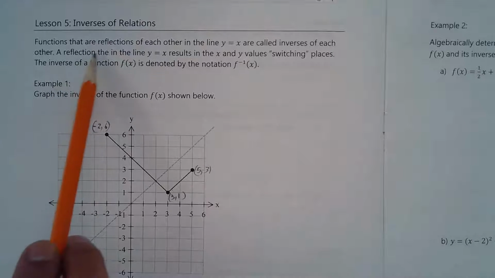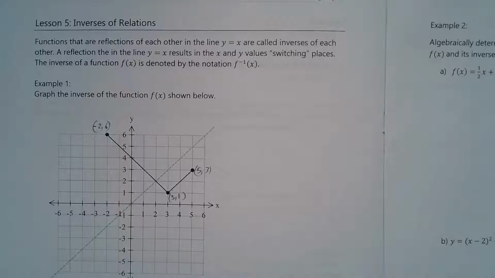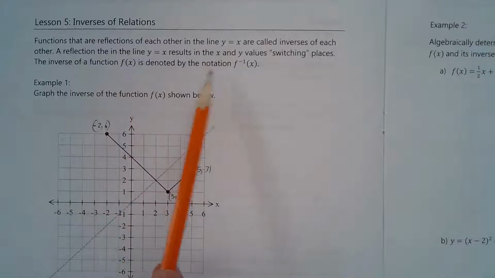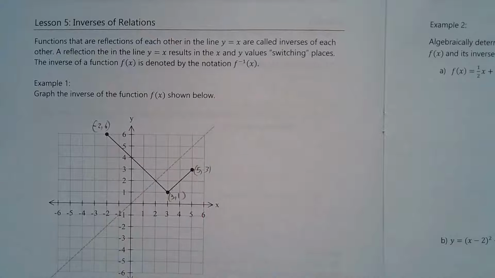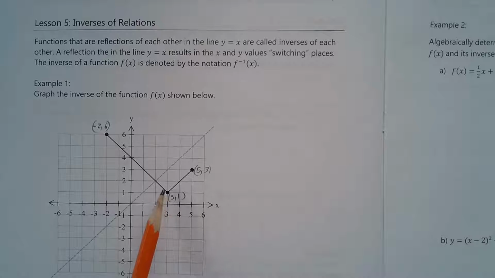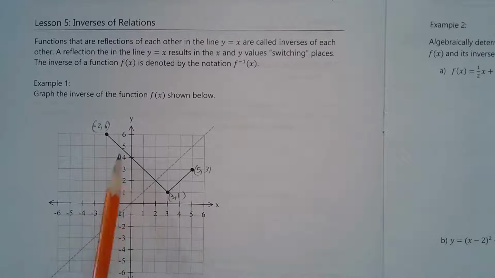So just remember, functions that are reflections of each other in the line y equals x are called inverses of each other. A reflection in the line y equals x results in x and y values switching places. The inverse of function f of x is denoted by f of minus 1 of x. So this is your y equals x. This is called the reference line. If we have a reflection of this, it should be parallel to this reference line.